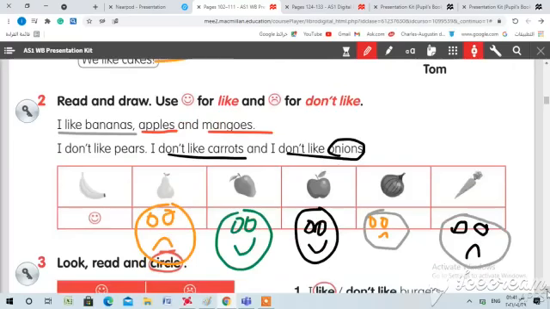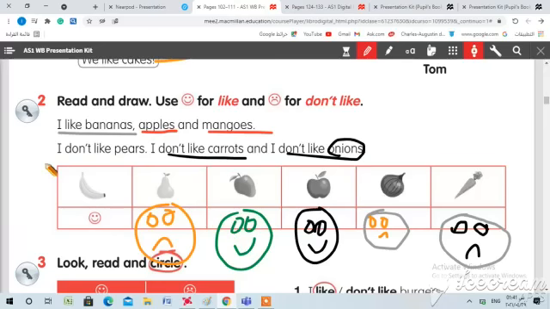Now question number 2. Read and draw. Use happy face for like and sad face for don't like. The first statement. I like bananas, apples and mangoes. The first part here. I like bananas. So we have to draw a happy face with banana. Apples, we have to draw a happy face with apple. And mangoes, we have to draw a happy face with this mango.